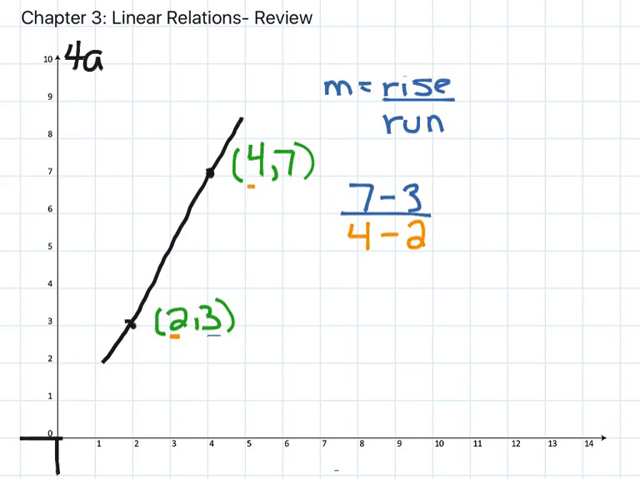Similarly to the other question, you're going to notice that the points again line up. You have 4 and 7 in the same column, and you have 3 and 2 by each other as well. So then you get 7 minus 3 is 4, 4 minus 2 is 2, so our slope is 2.